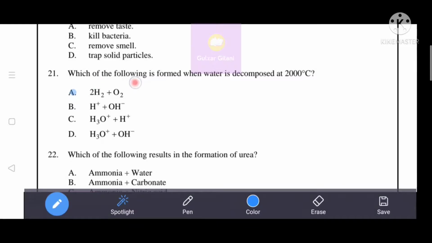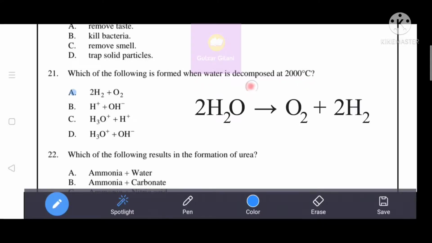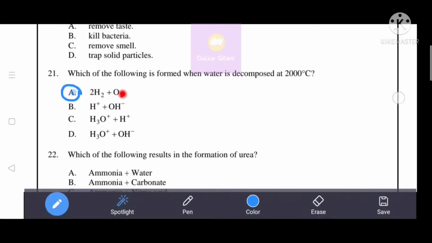Which of the following is formed when water is decomposed at 2000 degrees centigrade? When water is decomposed at 2000 degrees centigrade, hydrogen and oxygen gas are formed. So our correct answer is option A, which correctly represents hydrogen and oxygen gas. Means A is the right answer.